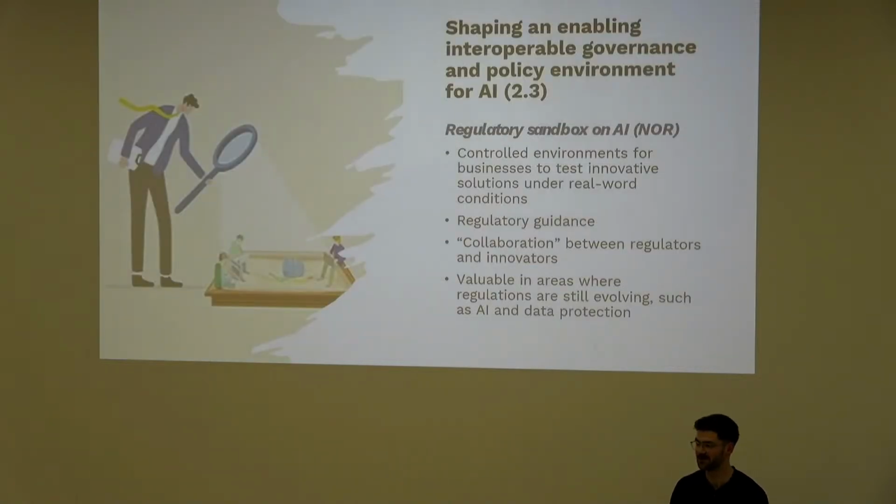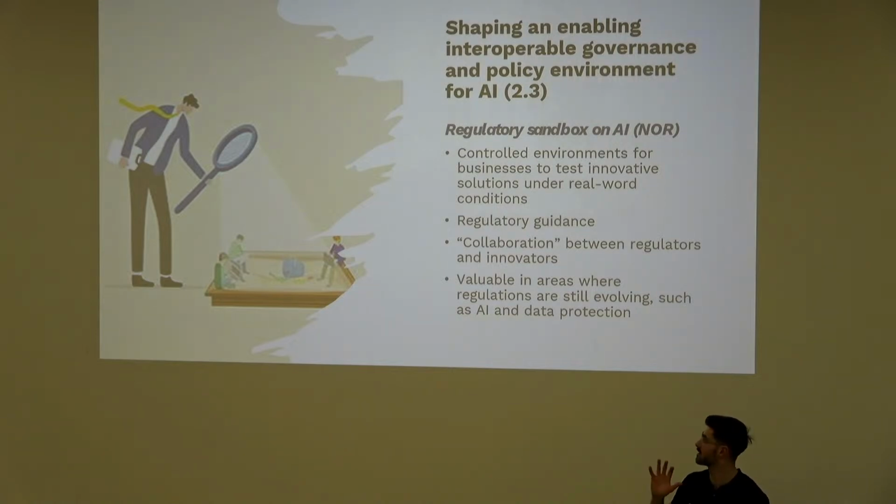When we move over to the principle on shaping and enabling an interoperable governance and policy environment for AI, we can see that countries have really ramped up their efforts. They're trying to develop national AI strategies, as I've said before, but they're also trying to support the agile transition from AI R&D over to the commercialization of AI through what in our field we call regulatory sandboxes.